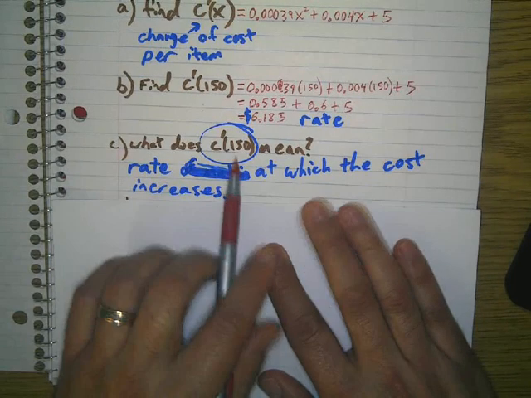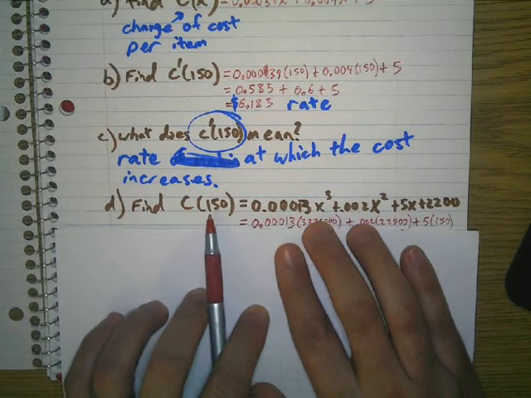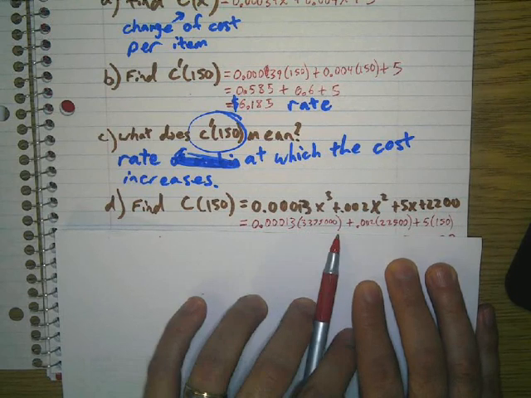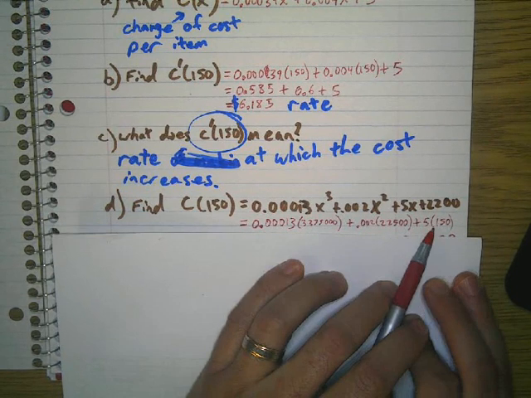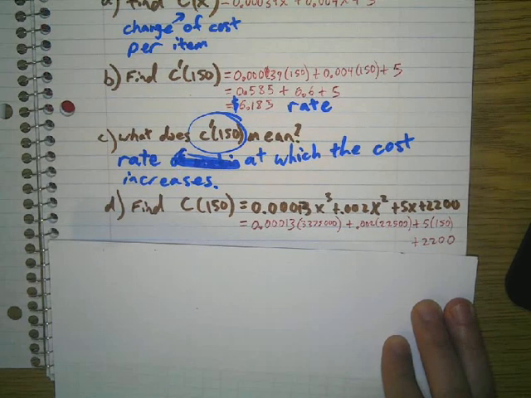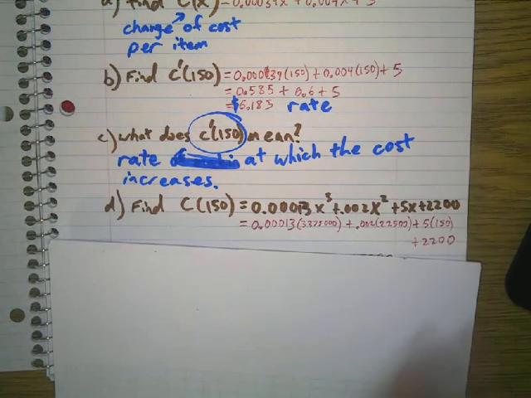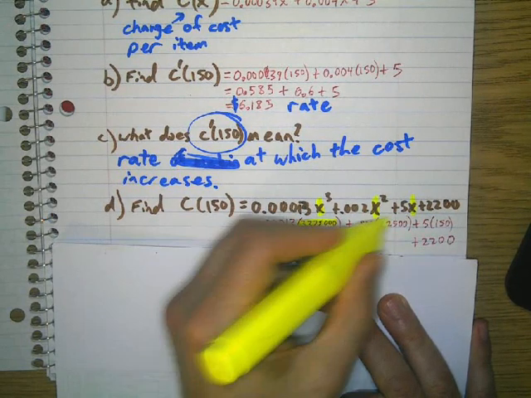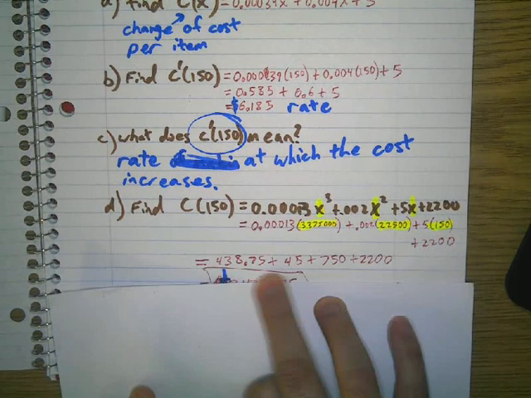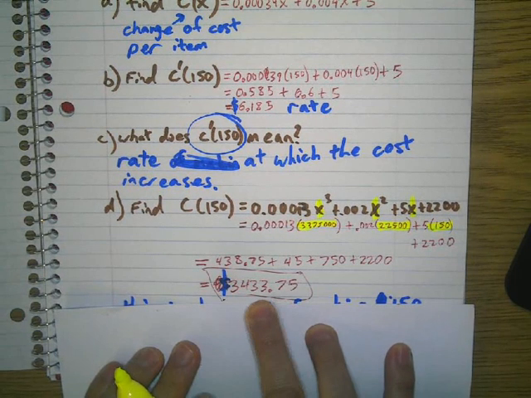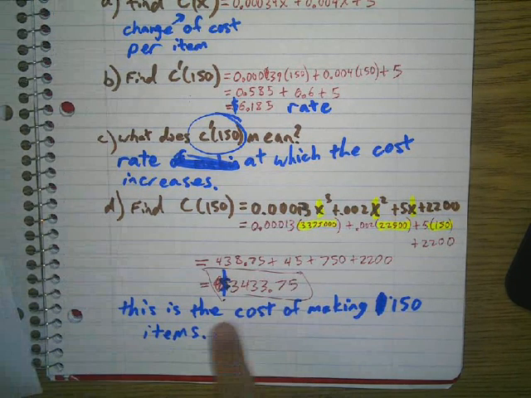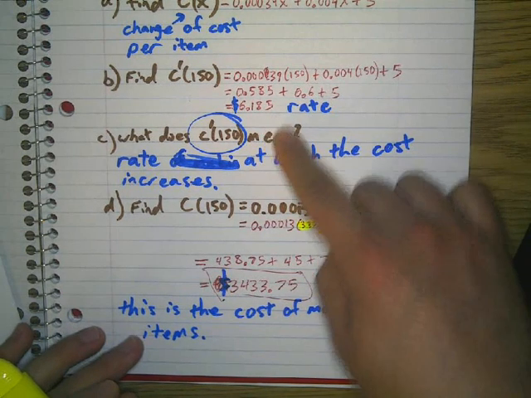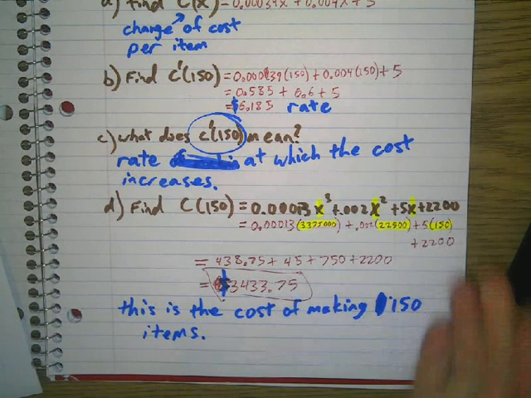Now, what if I plug 150 into the original function? Well, if I plug in 150 into the original function, we place 150 here, 150 cubed is this, 150 squared is this, 150. So basically by replacing x with 150, cubing it, squaring it, and just having 150, we end up with 3,431.75. Now this is the cost of making 150 items, whereas this value here, when you plug it into the derivative, is the amount of change, how it's changing at that value. Okay?